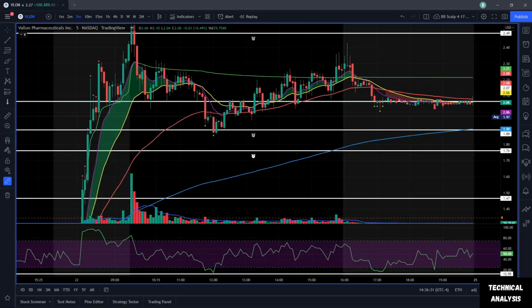Hey guys, all right, I have up the ticker on VLON. This is a 5-minute chart. I'm going to take a look at a few things. I want to spot the reversal here, and I want to see what makes this trade so great. So we know that we had this crazy run up in the morning.